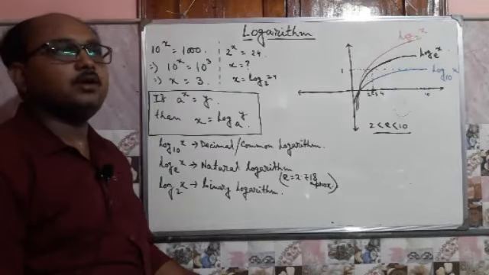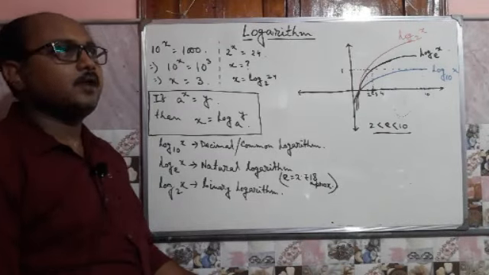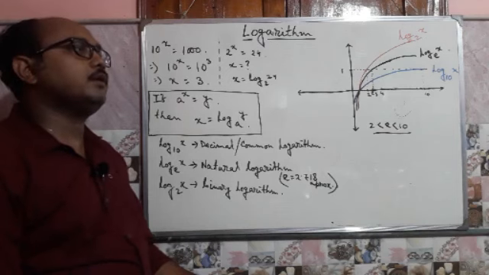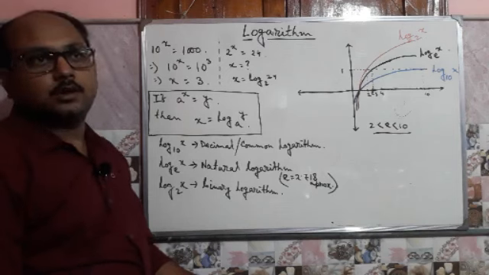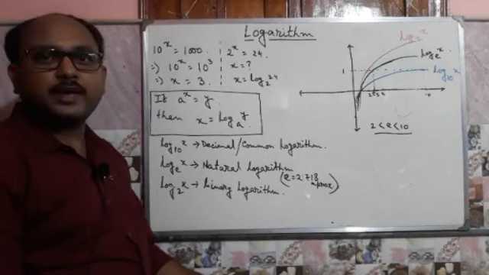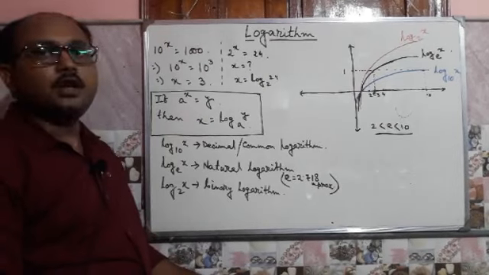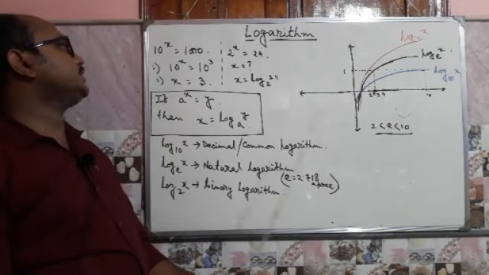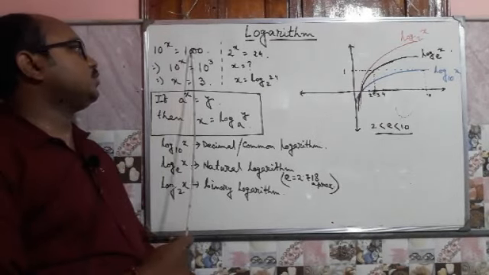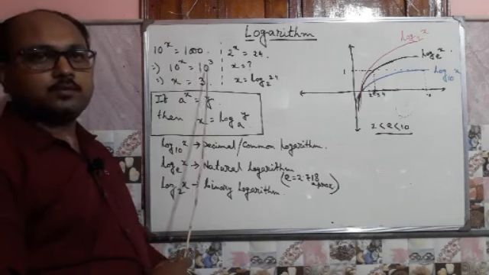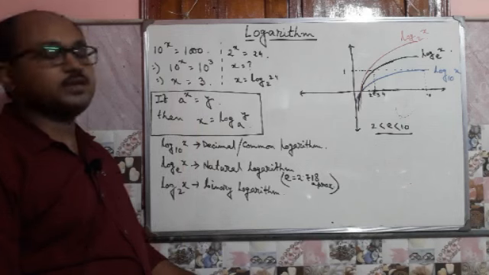Today in this video our topic is the logarithmic function, a very important topic to solve various types of numericals of physics and chemistry. Suppose an equation is given: 10 to the power x equal to 1000. So it is very easy. 1000 means 10 cube, so ultimately we will get x equal to 3.